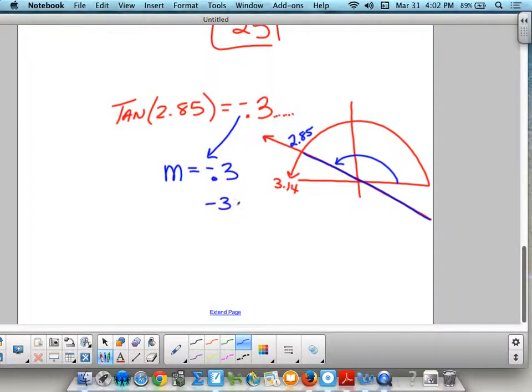Better yet, negative 3/10, roughly. Okay, think about it. Down 3, run 10. That's kind of what it means, okay? That is not drawn to scale. All right, number 7.